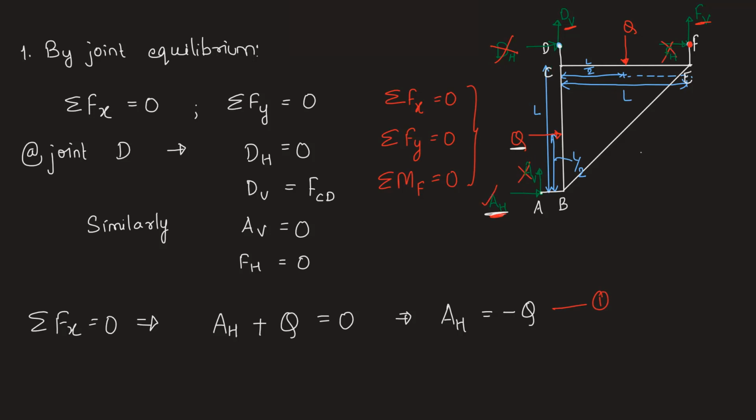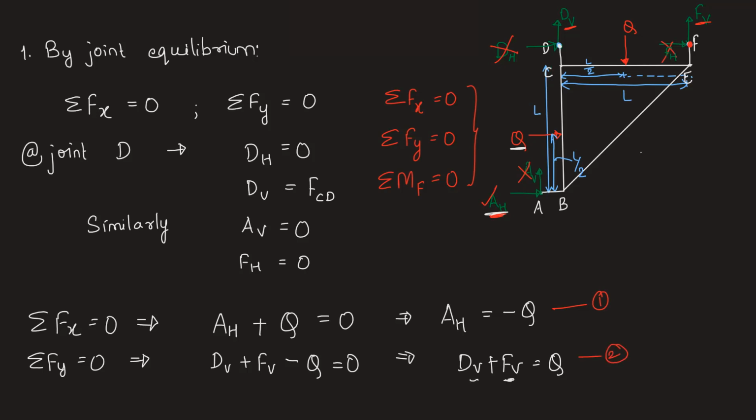We have the value of AH with us. Second thing, by summation Fy equal to 0, we can write down the upward forces DV and FV will add up. So DV plus FV, and the downward force Q will be negative. So minus Q equal to 0. This will give us DV plus FV is equal to Q. Let this be equation 2. Now we have two unknowns left, and this is the one equation we have formed already. We have another equilibrium equation left, which is the moment equilibrium.